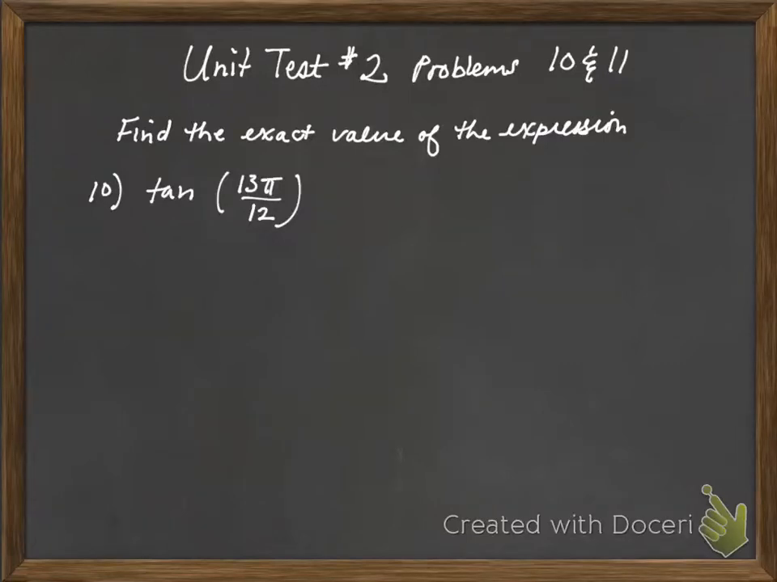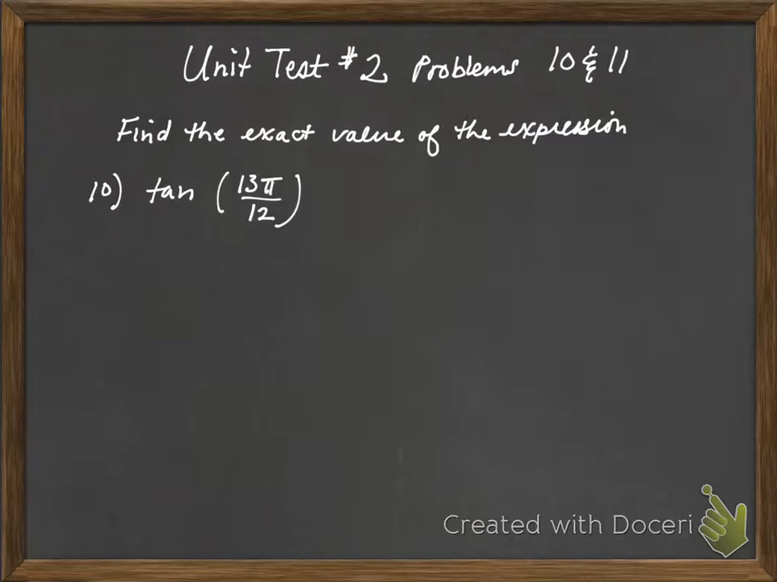Okay, this is problems number 10 and 11. Find the exact value of the expression. Both of these problems are going to be done in a similar fashion. So once you understand one, I think the other one will be easier for you. So I don't know any value of 13 pi over 12. If I look at the unit circle, that's not going to come out.